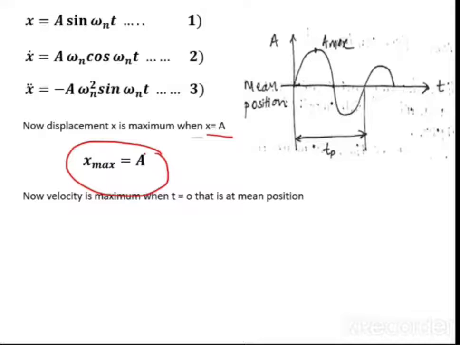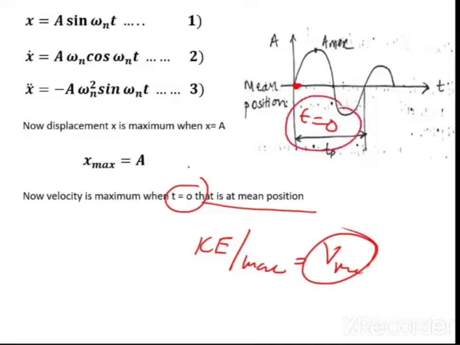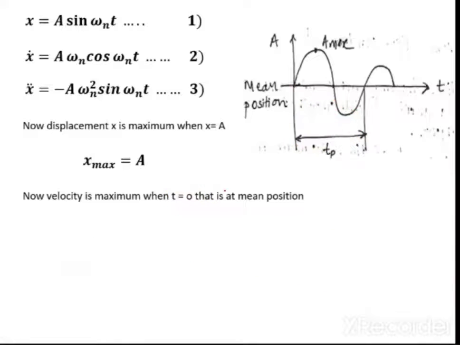That is why I am trying to calculate the maximum condition. So x max is equal to a. Now when is velocity maximum? Velocity is maximum when t is equal to 0, that is at the mean position. You know that at mean position kinetic energy is maximum. So when t is equal to 0, at the mean position, your velocity is maximum.